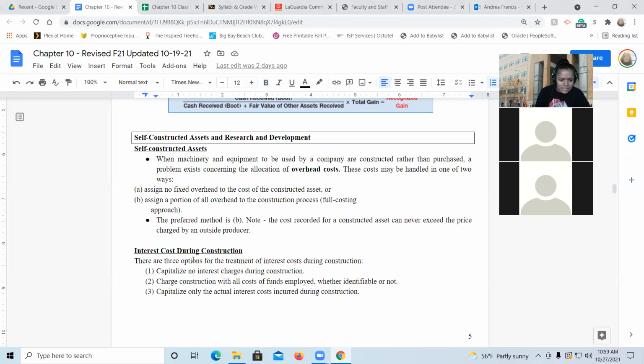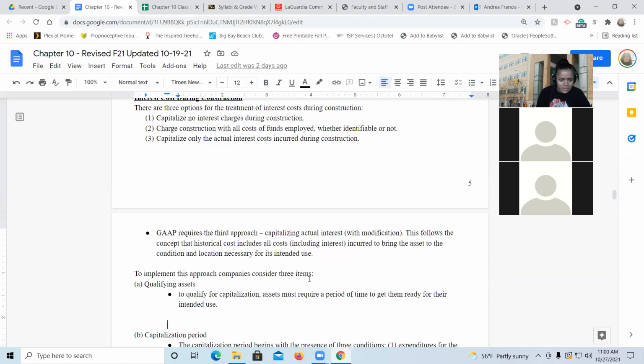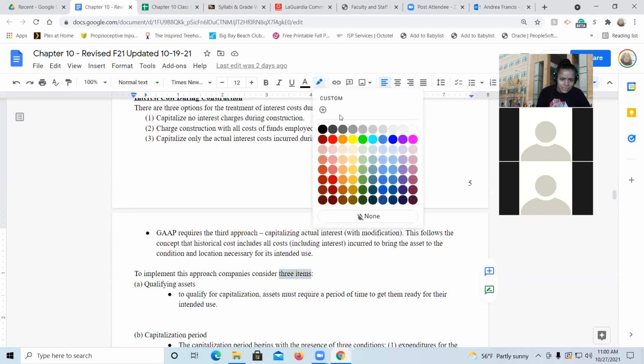So interest costs during construction, there are three options for how to treat the interest. You could capitalize no interest. You could charge all of the interest, whether it relates to the construction or not, or you could capitalize only the actual interest incurred during construction. And it's going to be number three that we will deal with. All right, we are going to capitalize interest, but it's going to relate specifically to the interest that is incurred while the asset is being constructed. GAAP requires the third approach, and it does actually line up with this notion of historical cost and bringing the asset to the location and condition necessary for its use. And so here's what I was saying about there being three things that you have to consider.